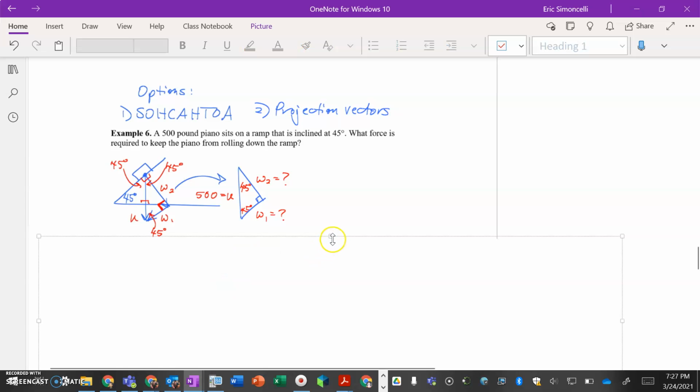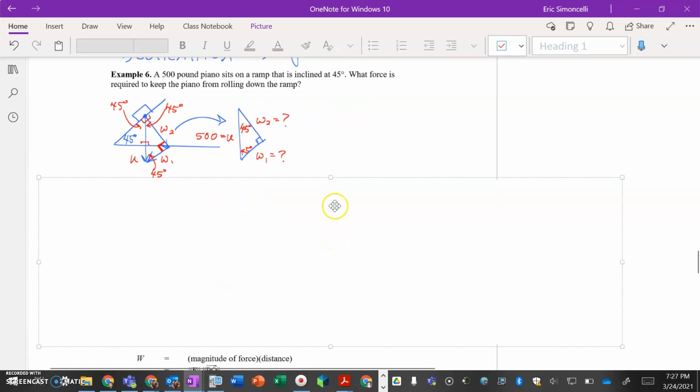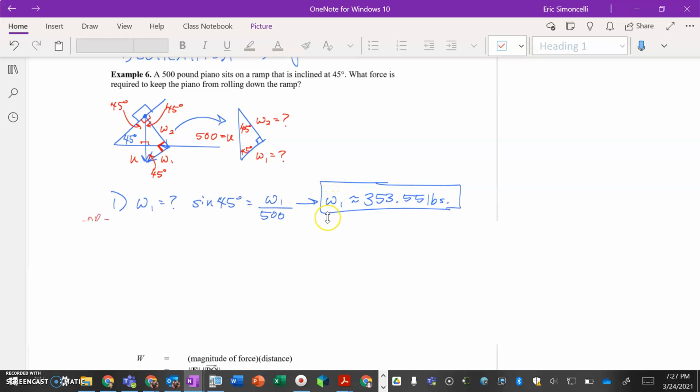And I think it's pretty clear that when you use SOHCAHTOA here, we're going to use that picture. And we can see that W1 would be equal to, if you look at it, sine of 45, I should say, is set up to where W1 over 500 is opposite over hypotenuse. So for finding W1, we're looking at maybe this angle here, the sine of which, again, 45 is opposite over hypotenuse. We can do the math simply by multiplying 500 times sine 45.